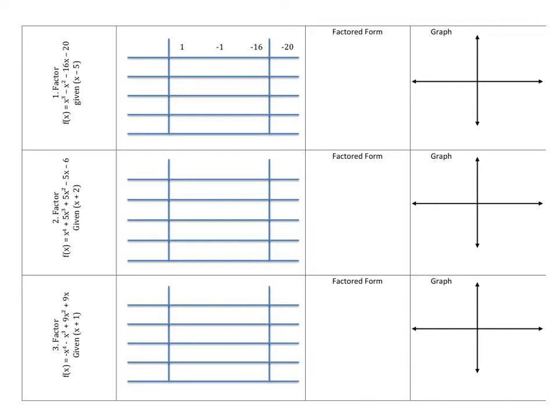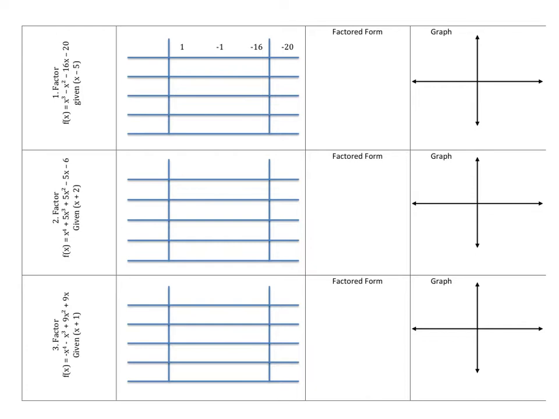Now, in order to determine whether a binomial is a factor of a polynomial, that binomial must result in a remainder of 0 when divided into the polynomial. So anytime we get a remainder of 0, we know we have found a good factor.